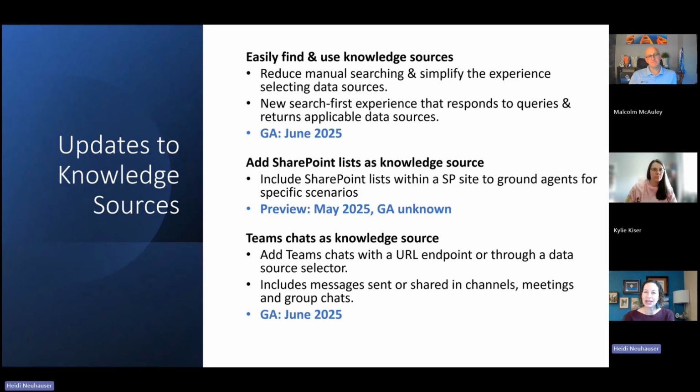Going straight to GA in June. So that update's coming soon. The other big one I think here is SharePoint lists. SharePoint as the knowledge source has existed, but SharePoint lists have been excluded. I know a lot of organizations rely heavily on their SharePoint lists, so this is great. This is going to let you ground your agents specifically to SharePoint lists, which is cool. Public preview for this, like the last one we talked about, is May, and no GA date known yet.